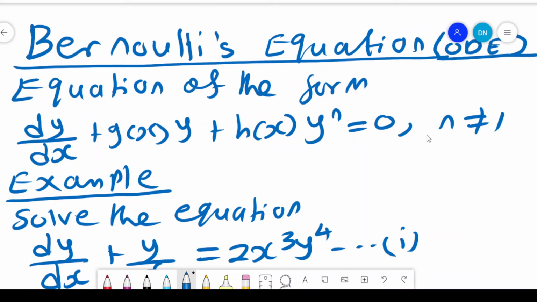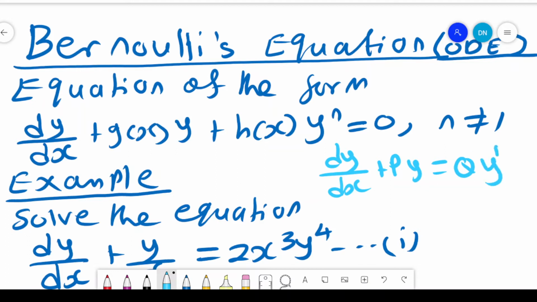If you have an equation of the form dy/dx + g(x)y + h(x)y^n = 0, where n is not equal to 1, then what you are dealing with is what we call a Bernoulli equation. Sometimes we can write that equation as dy/dx + p(x)y = q(x)y^n. So we have an example here that we want to solve.